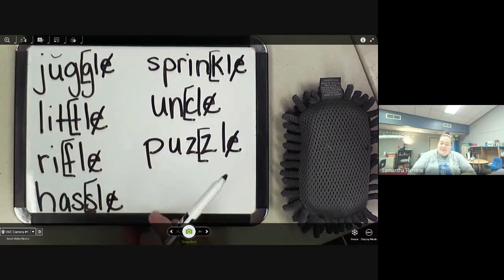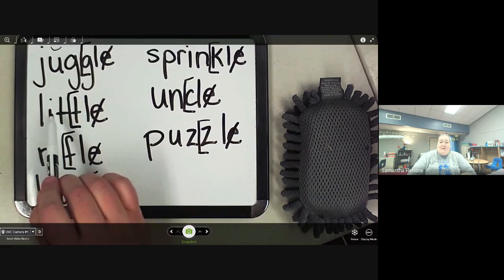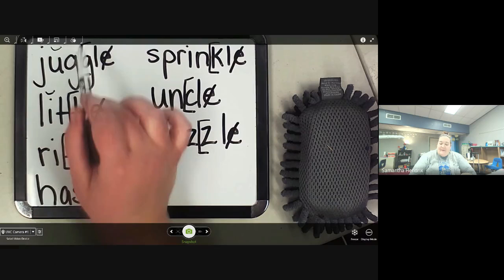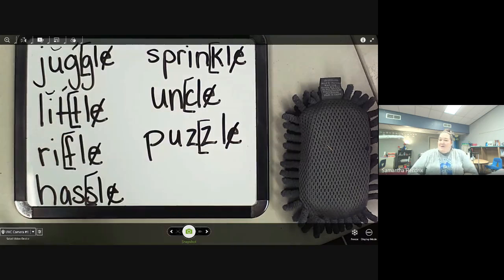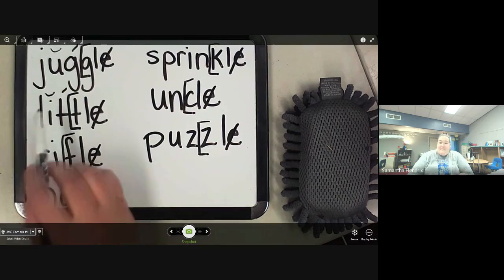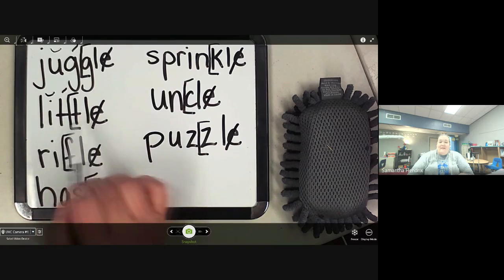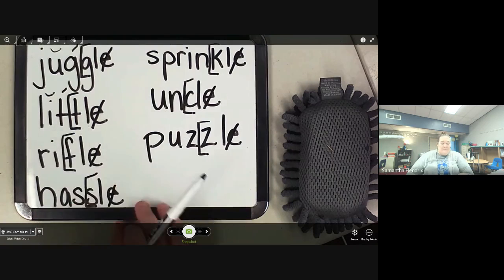Okay? Let's look at this one. We have a vowel followed by a consonant in this syllable. Oh, I didn't do an accent mark. I forget those accent marks every time. Okay, so this vowel gets a breve. Little. Okay?